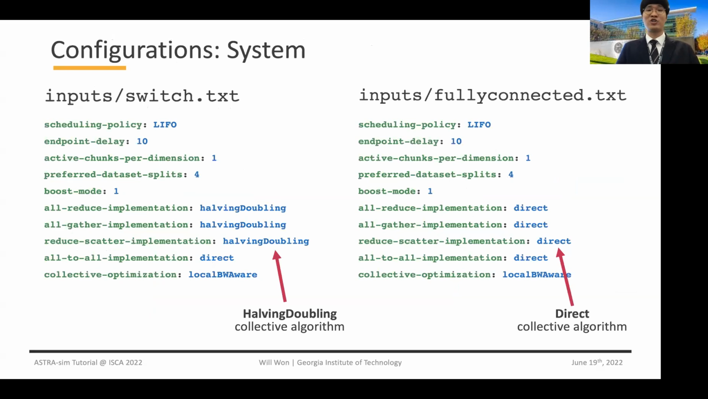And accordingly, I changed the system input file. The change is that instead of the ring all-reduce algorithm, for switch I'm using the halving-doubling algorithm because it reflects the switch topology. And for the fully connected topology, I created a system input file using the direct all-reduce.